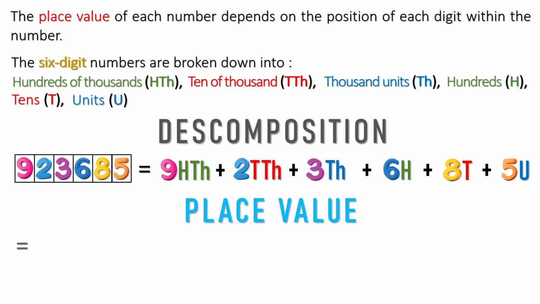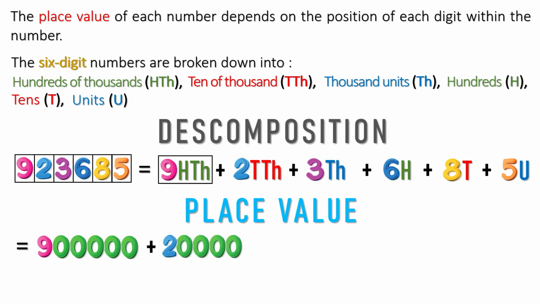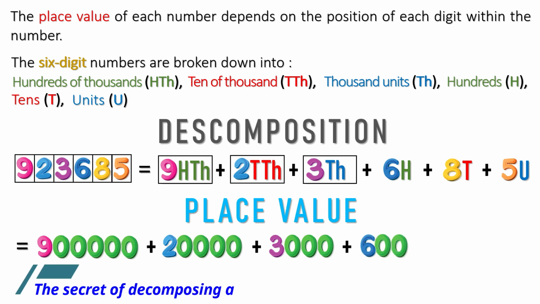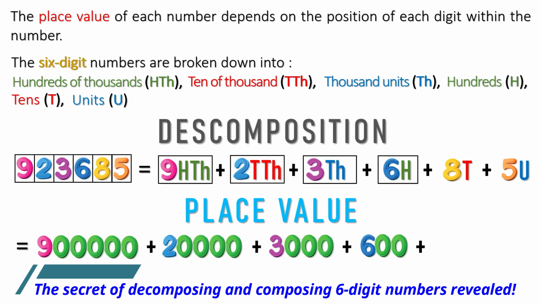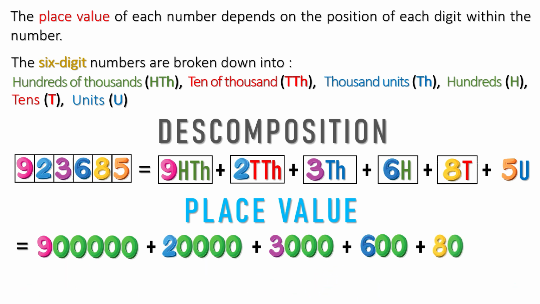Now, this operation is equal to 900,000, which corresponds to the 9 hundreds of thousands, plus 20,000, which corresponds to the 2 tens of thousands, plus 3,000, which corresponds to the 3 units of thousands, plus 600, which corresponds to 6 hundreds, plus 80, which corresponds to 8 tens, plus 5, which corresponds to 5 units, and whose operation corresponds to the decomposition of the number 923,685 by units. Very good.